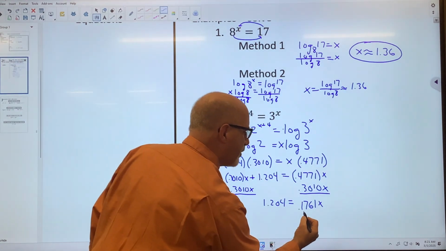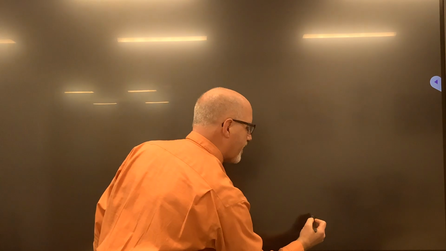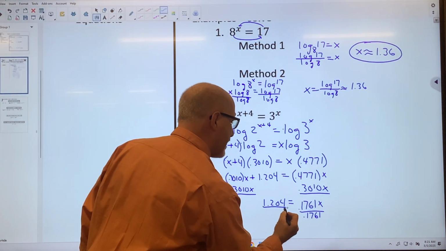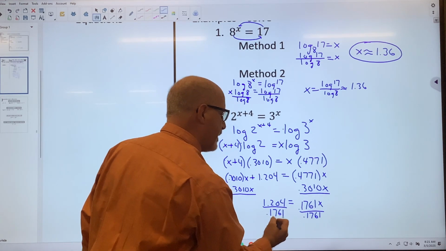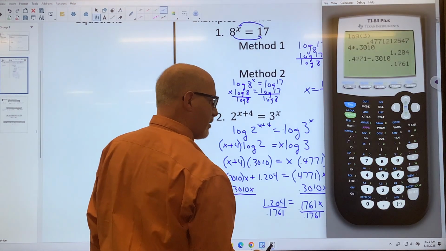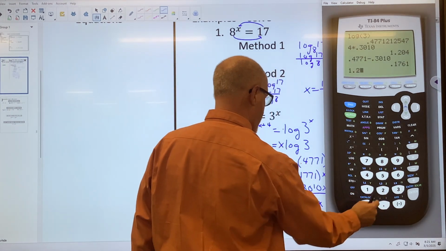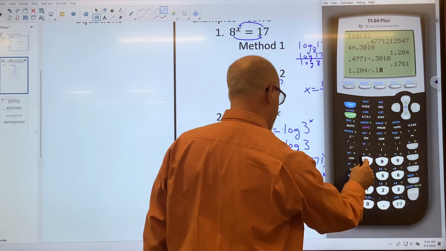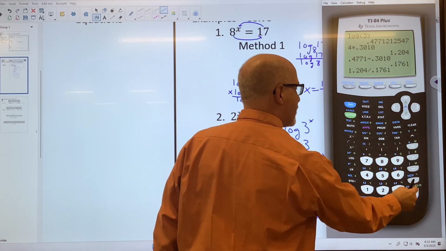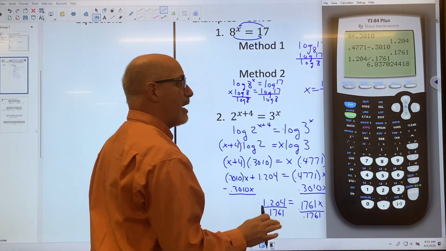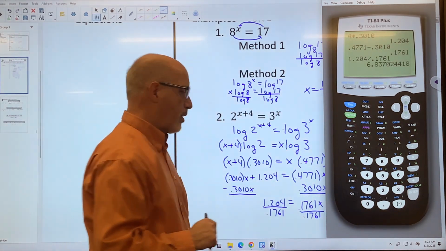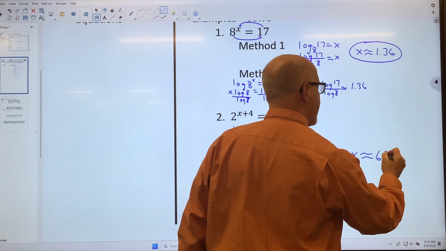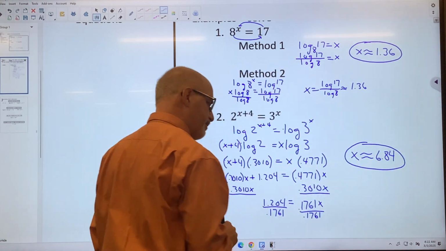And then I'll just do the typical thing of dividing both sides by 0.1761. And so when I do that, let's do that on my calculator: 1.204 divided by 0.1761. Now we've done some rounding, so this will be an approximation. We get about 6.84. So my x answer is about 6.84 for this problem.